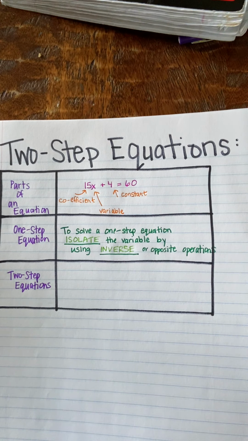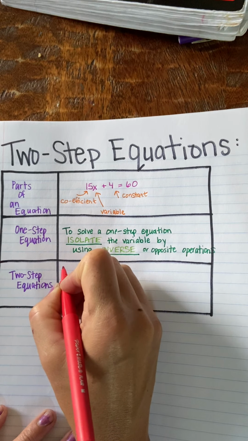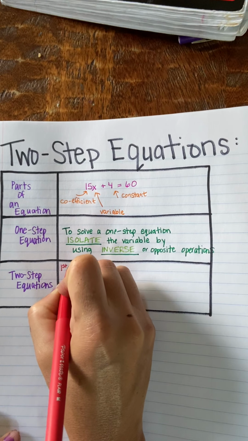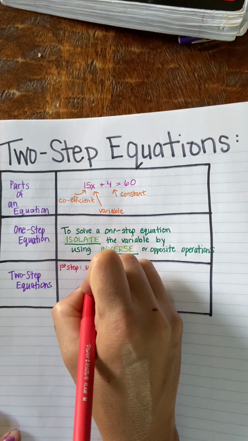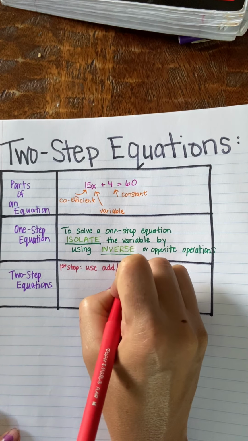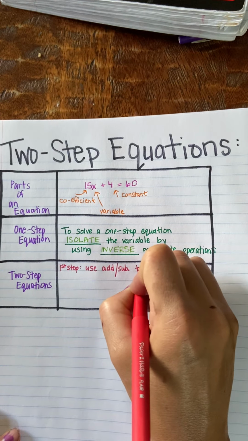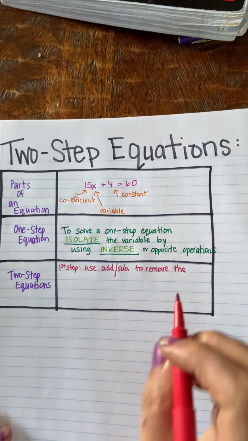Now let's talk about solving two-step equations. I'm going to use red for this one. So to solve two-step equations, our first step is to use add or subtract to remove the constant.